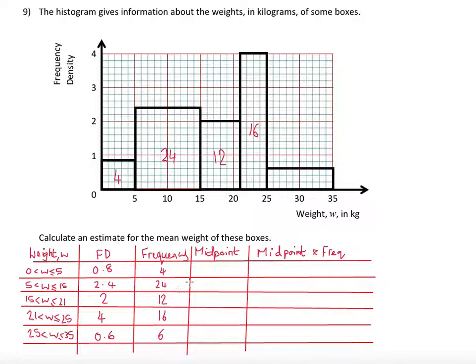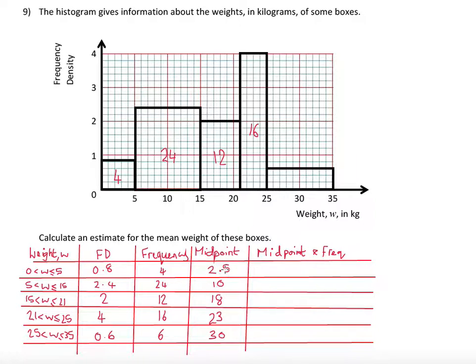Okay, so the midpoint of that group is 2.5. Midpoint of the next one is 10. Remember, if you want to find out the midpoint, a good way to do it is to add them together and divide by 2. So that'd be 36 divided by 2, which is 18. Midpoint here is 46 divided by 2, so 23. And the midpoint of this one is 30.